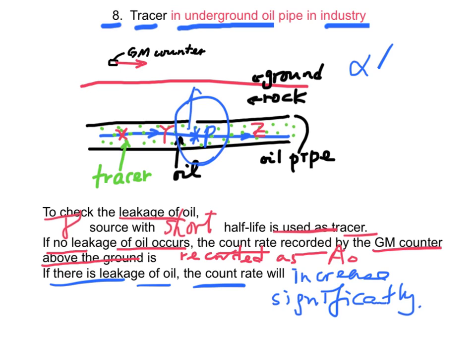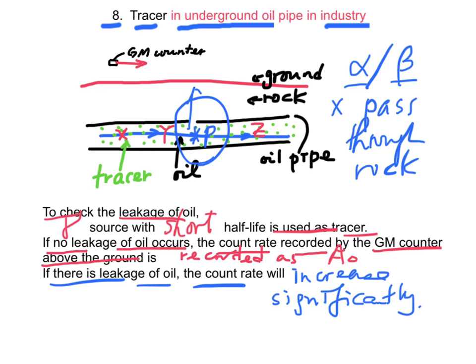Both alpha and beta sources cannot be used because alpha and beta particles cannot pass through the rocks underground. Also, we should use short half-life source to prevent prolonged harmful effects on human beings.